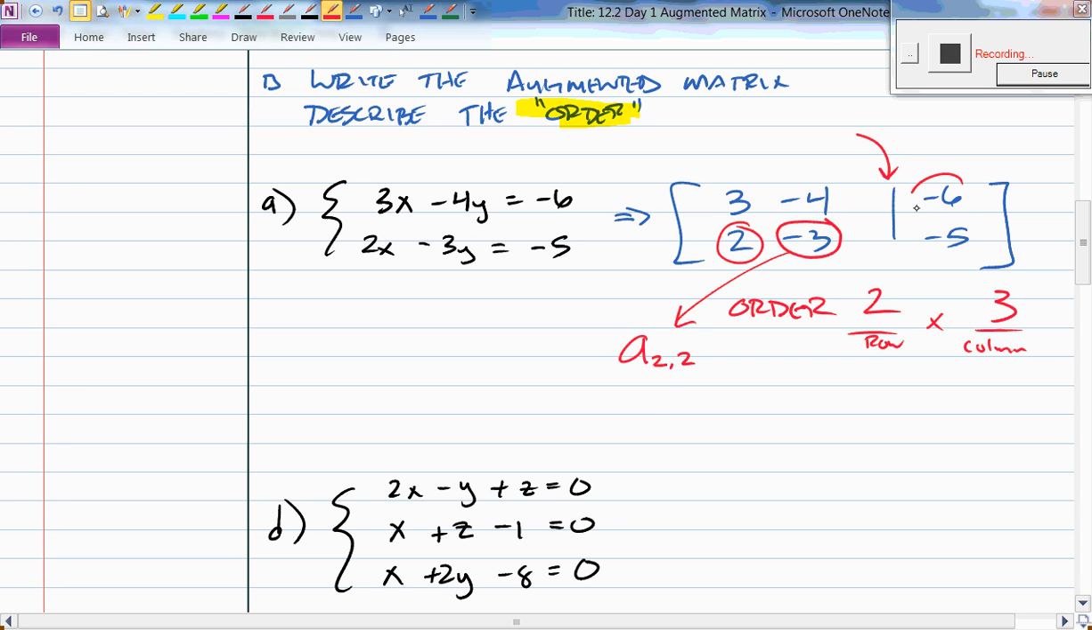Okay, how would you describe this one? A1. No, not N. 3. A1, 3, right? First row, third column. Very good. Okay, let's do this one there.